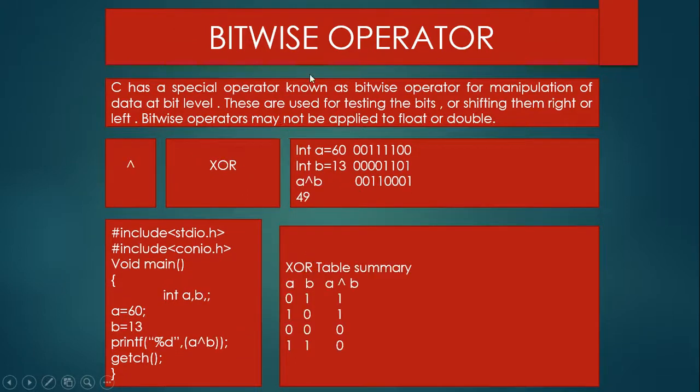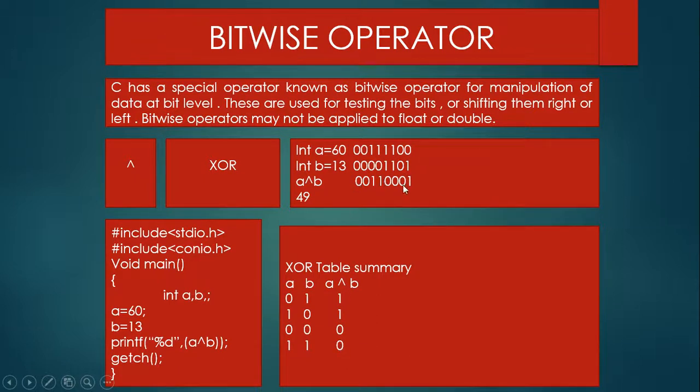Okay, this is the bitwise operator XOR. This symbol is called the bitwise operator XOR. I am simply taking here the example int a as 60 and its binary format, int b as 13 and its binary format. First you need to understand the XOR truth table summary. This is the XOR table summary. You simply look here, a variable, b variable: 0, 1, a XOR b is 1; 1, 0, this is a XOR b 1. If a is 0, b is 0, this is 0. If a is 1, b is 1, then a XOR b is 0.